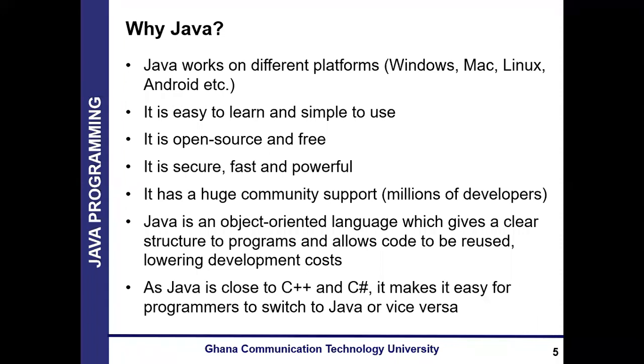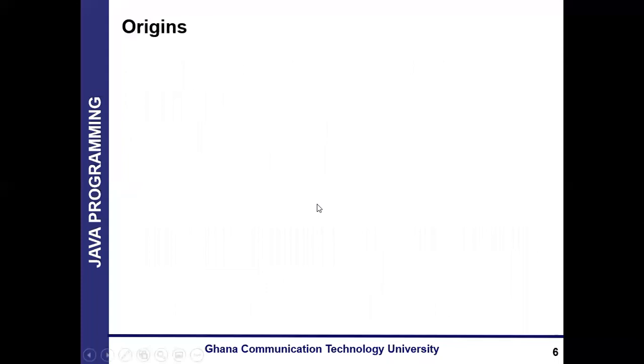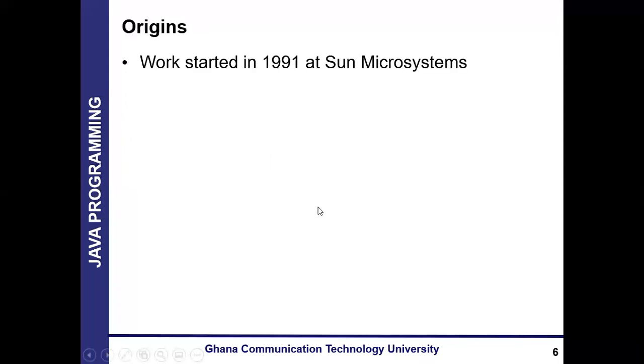So Java is object-oriented. We'll talk about that eventually. What it simply means is that we create objects and we can reuse them. And then it's also close to the other high-level languages like C++. So if you've learned something about C++, it's very easy to understand Java because most of the syntax or the terminologies are very close.